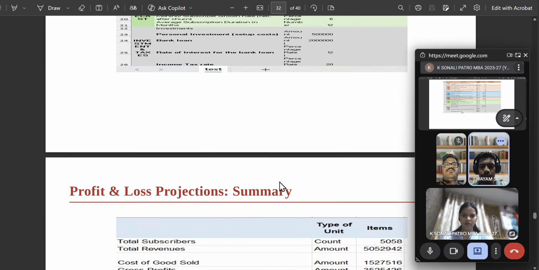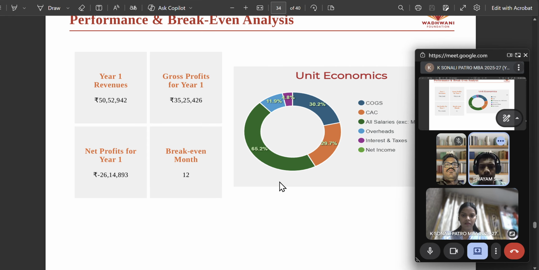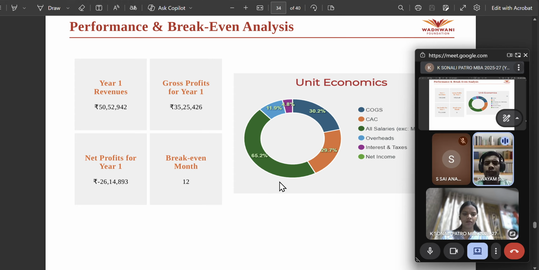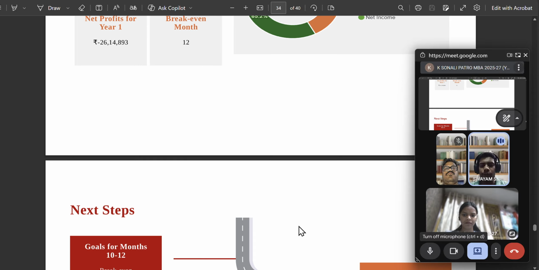Break even. Our break-even point is expected to be in 12 months. In the first 3 months we plan to launch and validate the pilot. Then in the next 3 months we scale the users. Then between 7 to 9 months we plan to reach 1,000 customers. And in the final phase we plan to achieve break-even. So now venture viability.